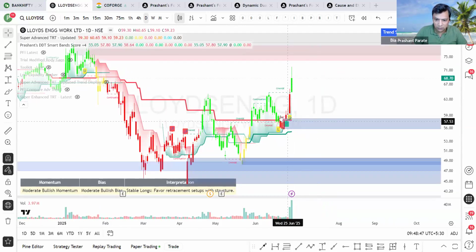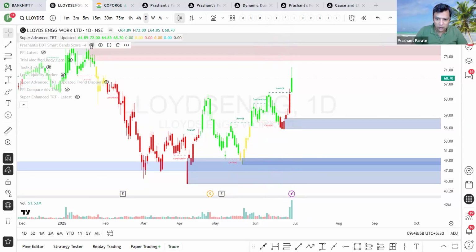So this is a red color with PFI, but actually it is just very close to our buy supports based on DDT smart bands. So even though it turned red, there is a continuation. There was this buying area which got broken, stop hunting was done, and then this reversed. Because of these things, some good moves were getting missed.